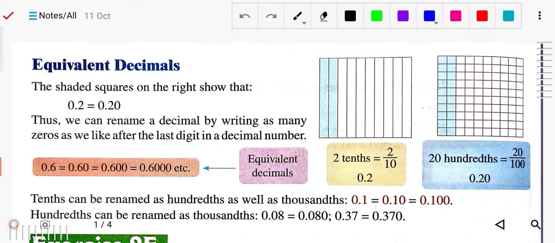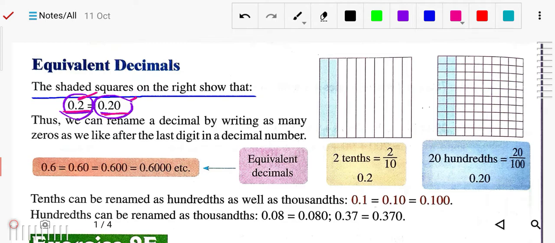You can see here the shaded square on the right. I say that 0.2 is equal to 0.020, which means they look different. By digit-wise they are different, because here after the decimal there is only 1 digit, and here after the decimal there are 2 digits. So the digits are different, but the value is exactly the same.